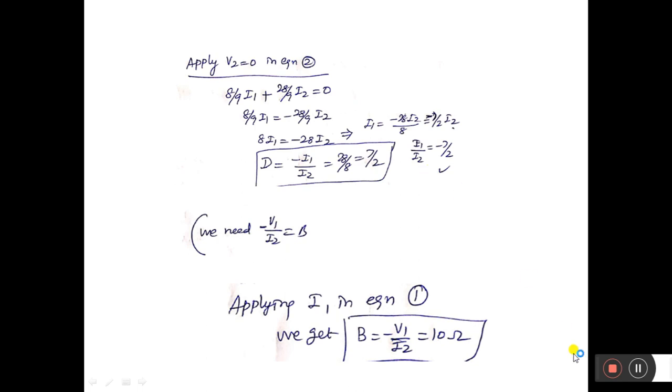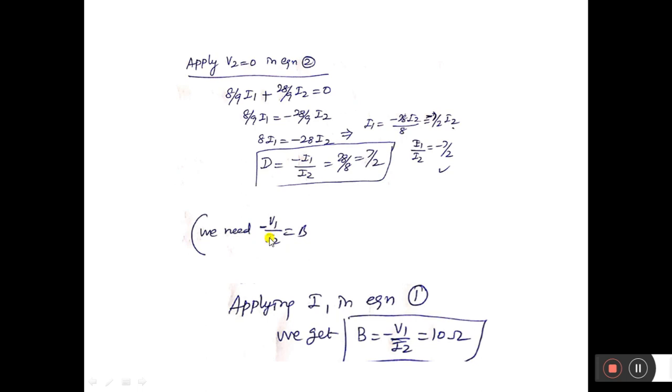Next, apply V2 equal to 0 in the second case. Why am I applying it in equation 2? Because V2 is available in equation 2 only. After applying, I am getting I1 equal to minus 7 by 2 I2. Check any relation between I1 and I2. Yes, D. D equal to minus I1 by I2. So 28 by 8, that is 7 by 2 directly.